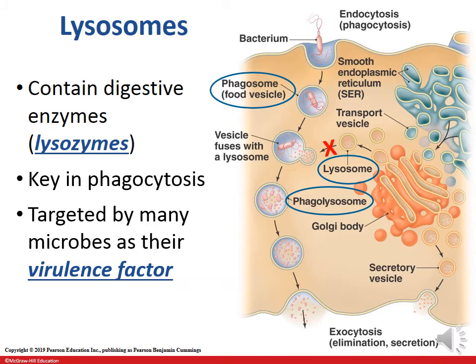And so again, these are really key organelles. I want to make sure you understand how those work because they're going to be a common thing that we see with several diseases. In fact, the virulence factor is usually going to be referred to as a fusion inhibitor. And what it's inhibiting is the fusion of a phagosome to a lysosome.